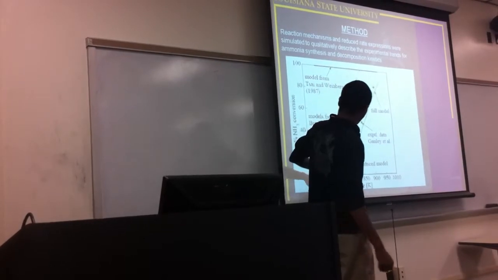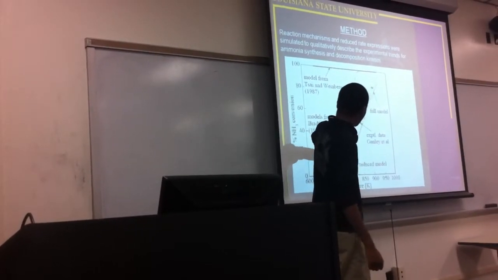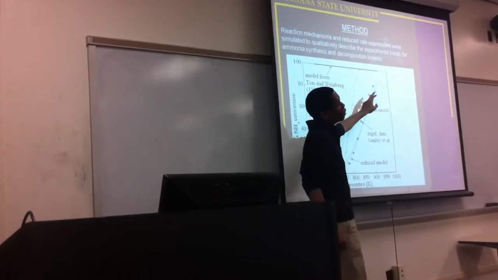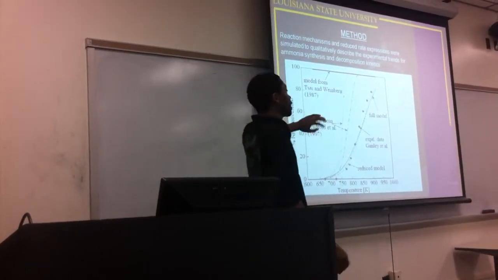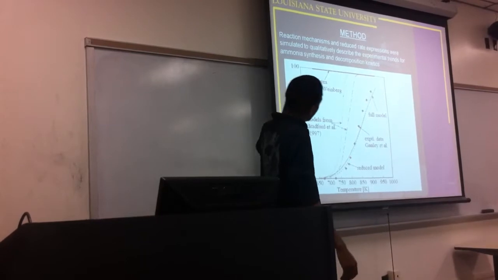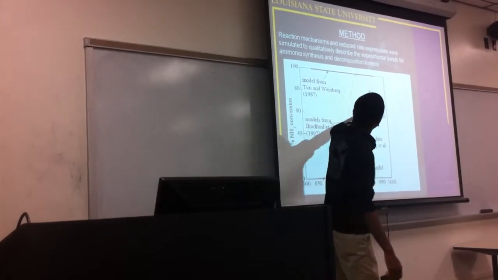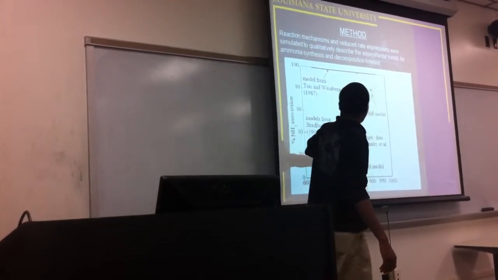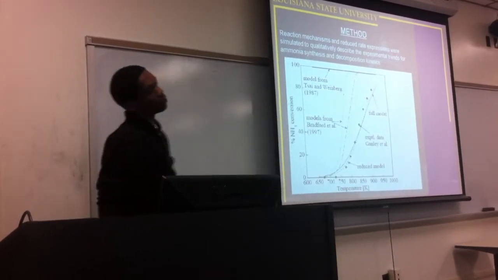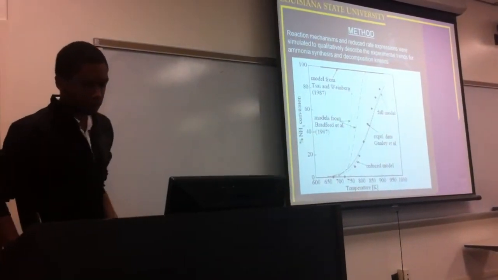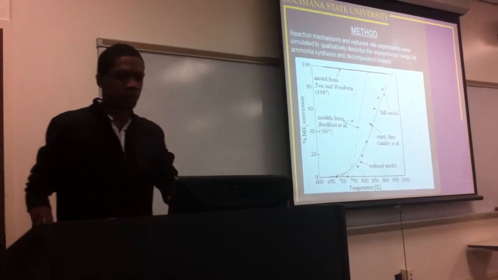And then these dots here are the experimental values that they got. This is when they actually did the experiment, not ran the simulation. And then where is the model? This is the model that they did. So as you can see, it was closest to the experimental results.